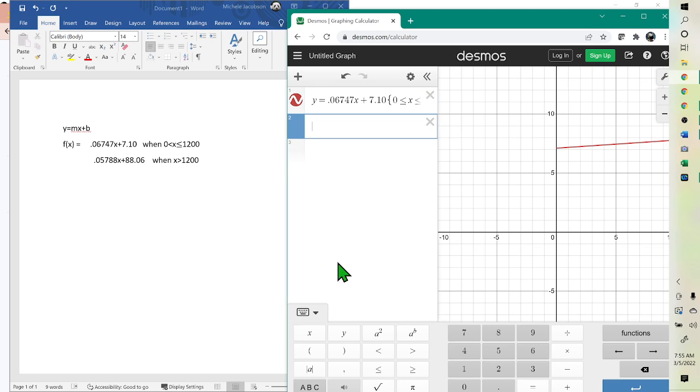And then we do the other one. 0.05788x plus 88.06. And then put your script x greater than 1200.